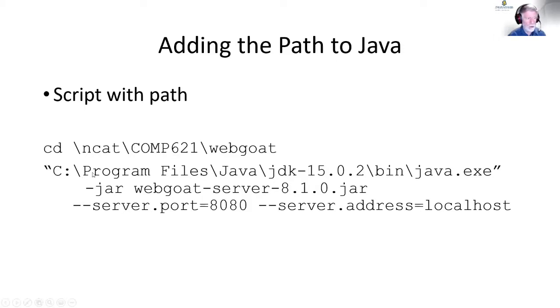It's C:/program files, Java, JDK 15.0.2. Of course, that depends on what version you have. As you get new versions, you'll have to update this, and then /bin. In that JDK directory, the bin has all the executables and other stuff. And in there is Java. That's what you want to run.